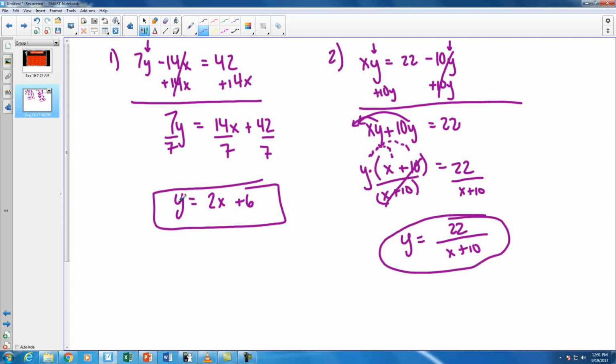Okay, so there's two different types. One where there's just one y in the problem, and one where there's multiple y's in the problem. And we have to get them on the same side and factor them out. The second question talks about building a formula off of an xy table.